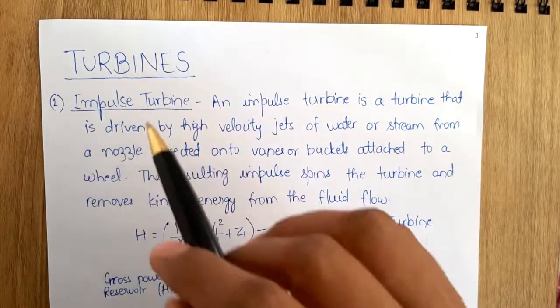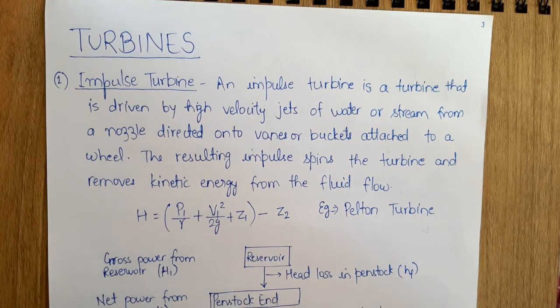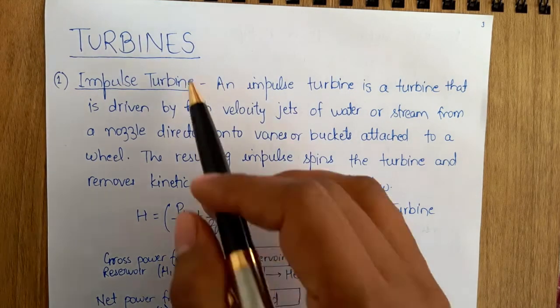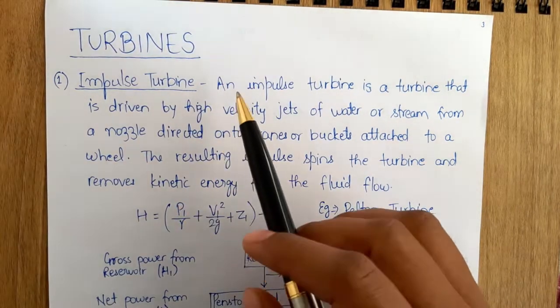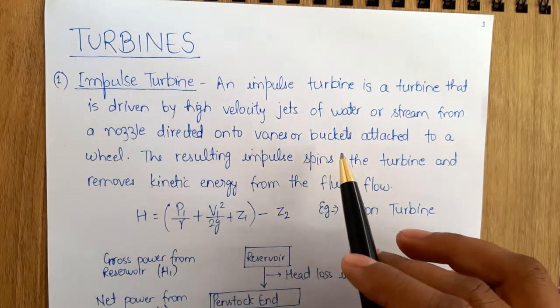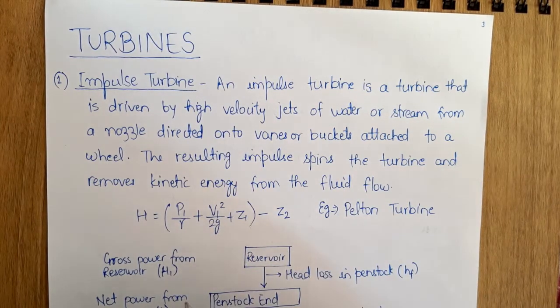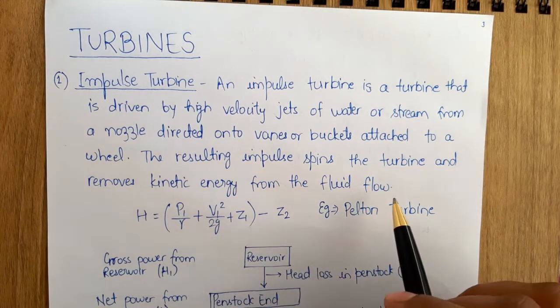Now we will start with the turbine. Now turbines are of two types, either impulse turbine or reaction turbine. So first of all we will see the impulse turbine. An impulse turbine is a turbine that is driven by high velocity jets of water or steam from a nozzle directed onto the vanes or buckets attached to a wheel. The resulting impulse spins the turbine and removes kinetic energy from the fluid flow.